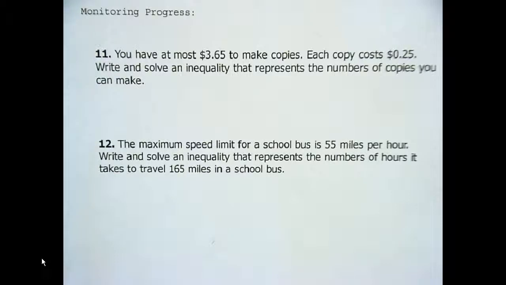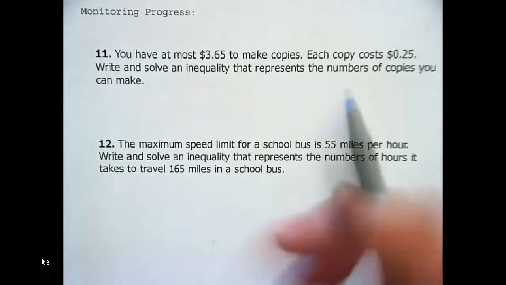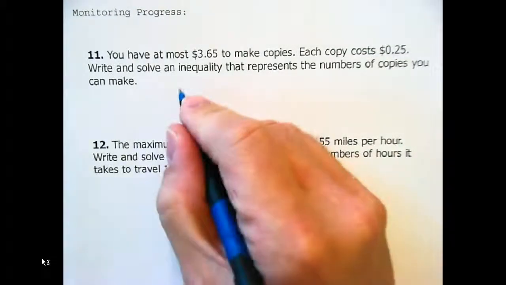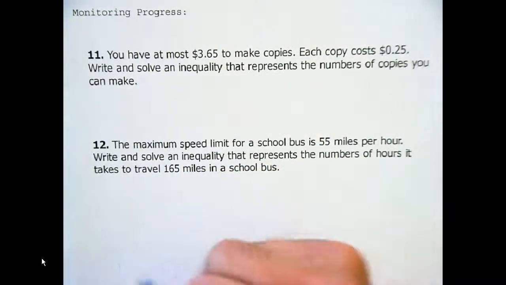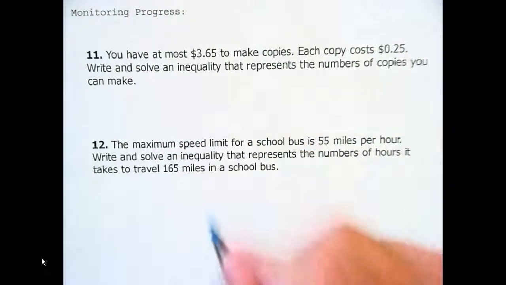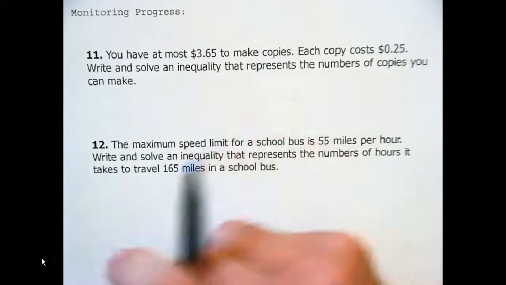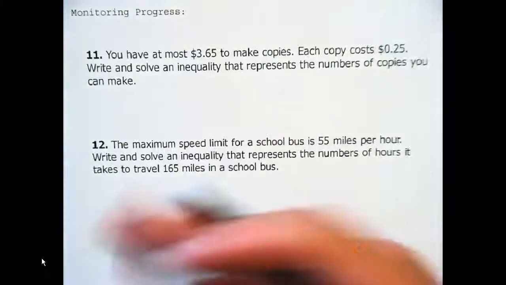All right, number 11. You have at most $3.65 to make copies. Each copy costs 25 cents. Write and solve an inequality that represents the number of copies you can make. All right, Vincent, what do you got? 14? Like what inequality? No, that's the answer, right? That's what you got as an answer, okay? So, like, what's your inequality?